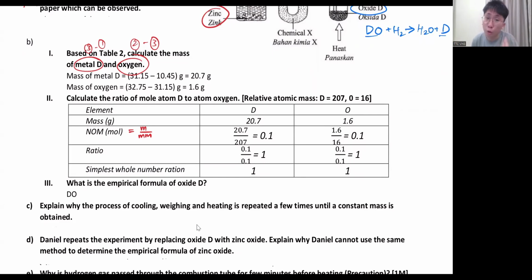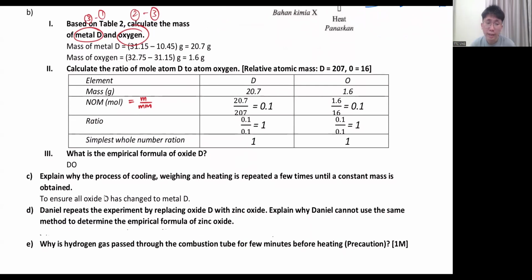Even though in school you do the crucible and heat one, your teacher doesn't do this. The teacher just says burn, just heat until maybe 10 minutes or 15 minutes, then confirm finish. That is because the teacher knows after 10 or 15 minutes, it is confirmed finished. But in real life, the actual way to do this experiment must be heat, cool, weigh, heat, cool, weigh, until the mass doesn't go up, doesn't go down, then only your reaction is done. So in the exam, you cannot assume or use feeling, or use 15 minutes. No. You can say, to ensure all the oxide D has changed to metal D, by repeating your heating, cooling, and weighing process a few times.